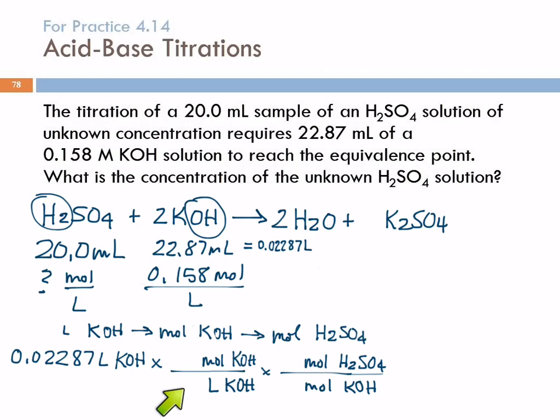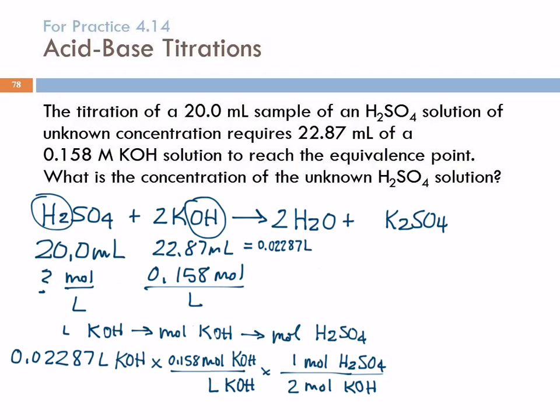Should the H2SO4, should the KOH be 2 on the bottom for moles? Yeah, so when we look here at the moles, this is where we need to use this balanced chemical equation. There's 2 moles of KOH for every mole of sulfuric acid. So 1 mole of sulfuric acid requires 2 moles of KOH. This other one, moles per liter, that's the concentration that we know. So 0.158 moles per liter.